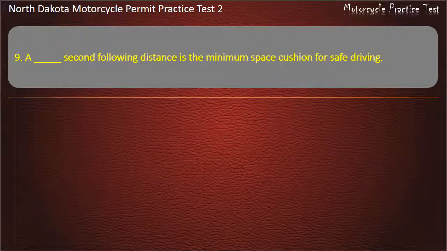Question 9. A ___ second following distance is the minimum space cushion for safe driving. 4. 5. 2. 1. Answer: 2.